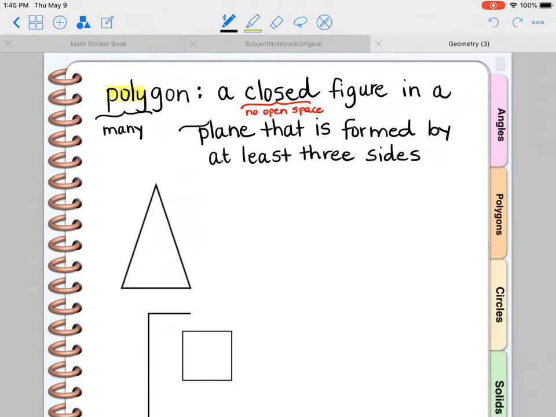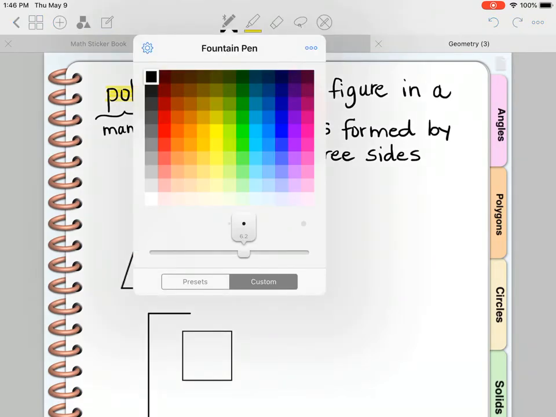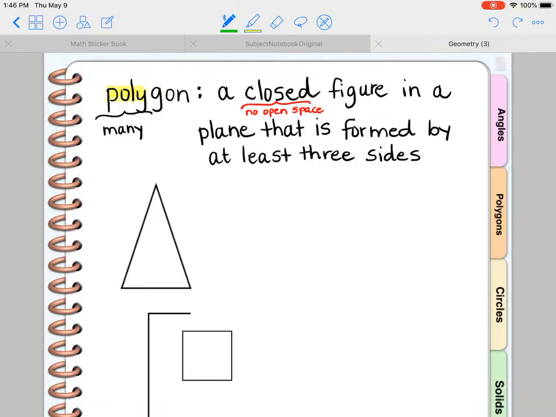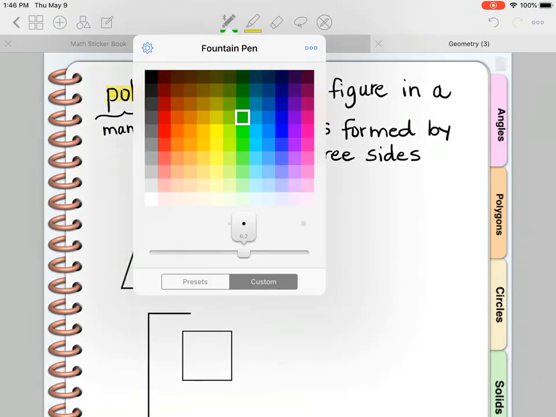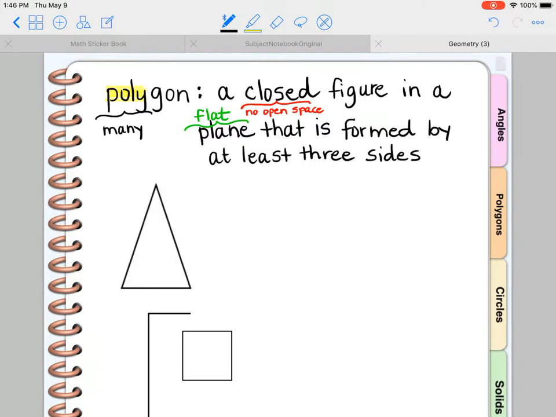and plane, right there, change colors again. Plane in geometry is flat. So this is a flat, closed figure that has at least 3 sides. So a circle is not a polygon. It doesn't have sides. And I'm going to show you some different kinds of polygons here. And let's just move right on into that.